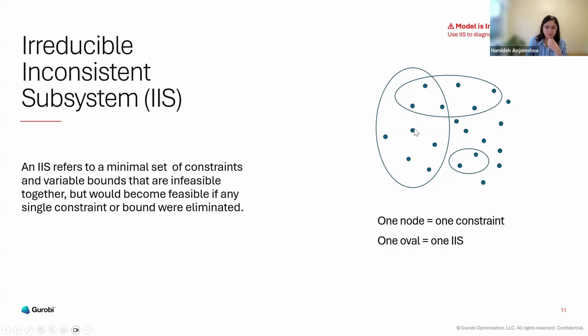Each node represents one constraint, and each oval represents one IIS set. So a model can have several IIS sets. In this small one, for example, you can see that if I remove one constraint, the rest would be feasible. And bear in mind, you may resolve one of the infeasibilities, but your model could still stay infeasible.